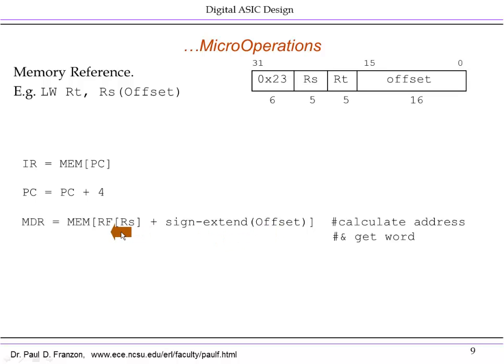I'm going to take what's stored in the register file at register RS, add the offset to it, sign extending it into a 32-bit word. That becomes the address in the memory, and I'm going to store that in the memory data register. Later, this takes too long, so I'm going to break it up by having some intermediate steps. But this is my initial roughing out of the micro operations required to execute the load word instruction.